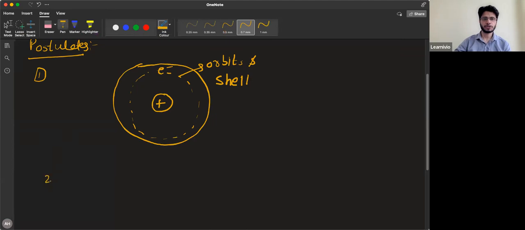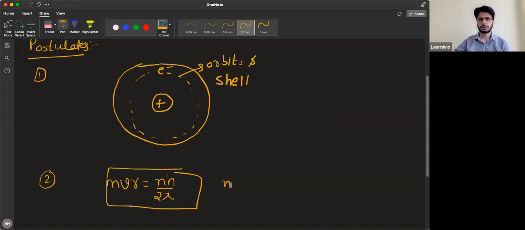Okay, the second postulate: the angular momentum mvr is an integral multiple of nh by 2π. This is the second postulate. n will start from 1, then 2, 3, and 4.